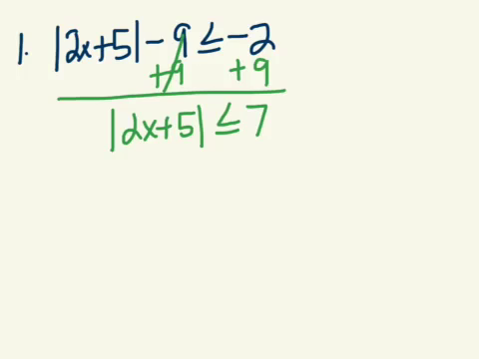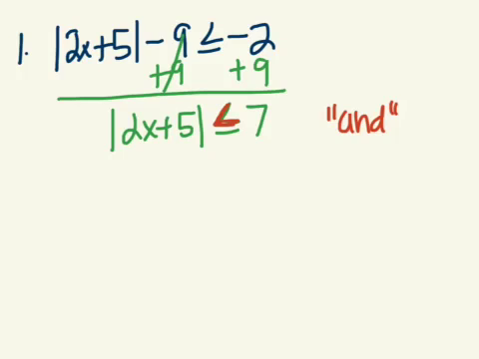And then once you have the absolute value bars isolated, what you want to decide is whether this is an AND or an OR absolute value inequality. So if you look at the inequality sign, it's pointing at the absolute value bars. So we're going to say that this is an AND inequality. We'll deal with that here in a minute.